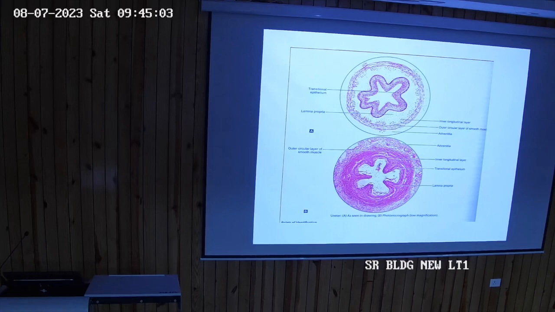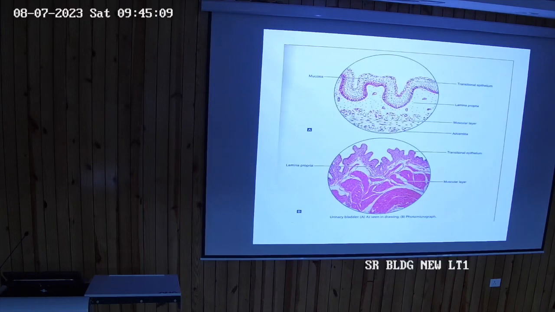Then we come to the next, urinary bladder. Again the simple slide. You will find transitional epithelium, same picture. You can see the basement membrane, columnar cell, the middle polygonal cells, and superficial the dome-shaped cells. Below this, the lamina propria part, same.